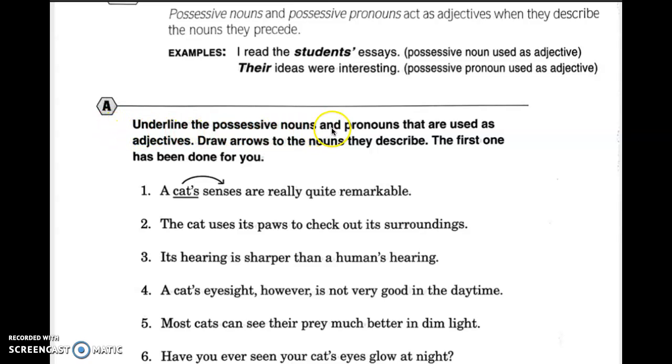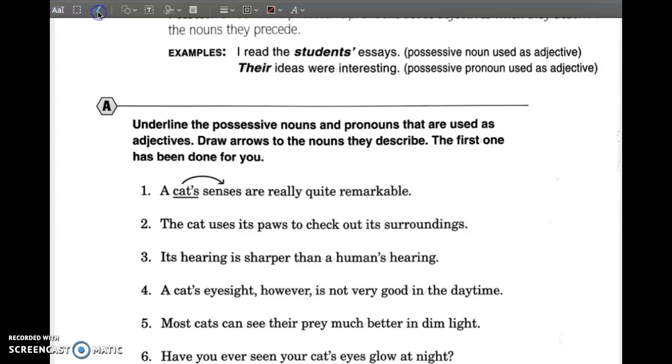Underline the possessive nouns and pronouns that are used as adjectives. Those are the first part of our directions here. We need to underline the possessive nouns and pronouns used as adjectives. Then we need to draw arrows to the nouns that they describe. The first one was done for us.